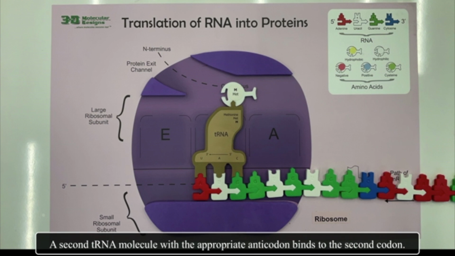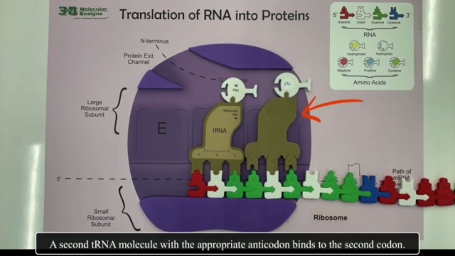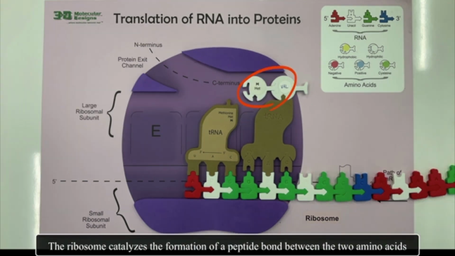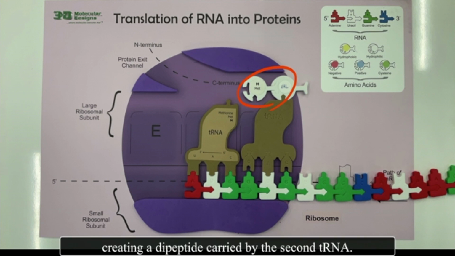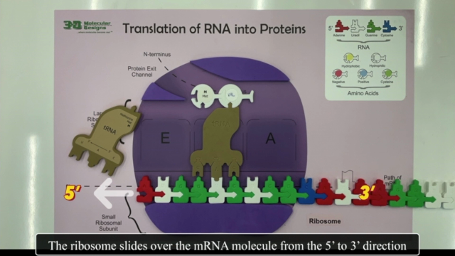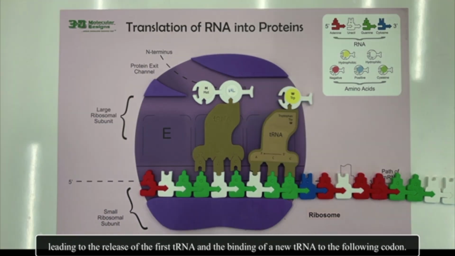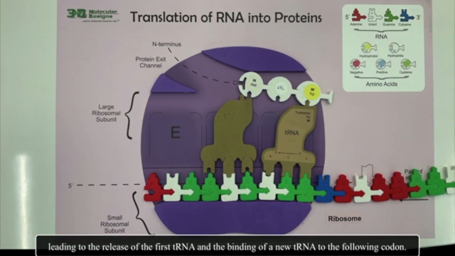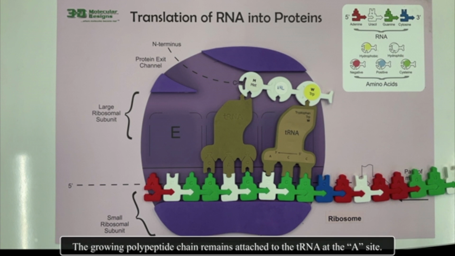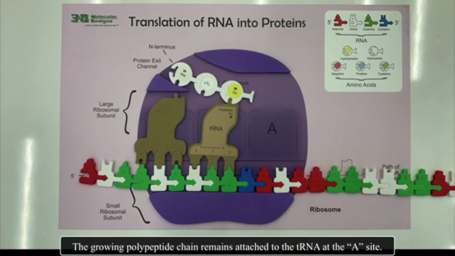A second tRNA molecule with the appropriate anticodon binds to the second codon. The ribosome catalyzes the formation of a peptide bond between the two amino acids, creating a dipeptide carried by the second tRNA. The ribosome slides over the mRNA molecule from the 5' to 3' direction, leading to the release of the first tRNA and the binding of a new tRNA to the following codon. The growing polypeptide chain remains attached to the tRNA at the A site.